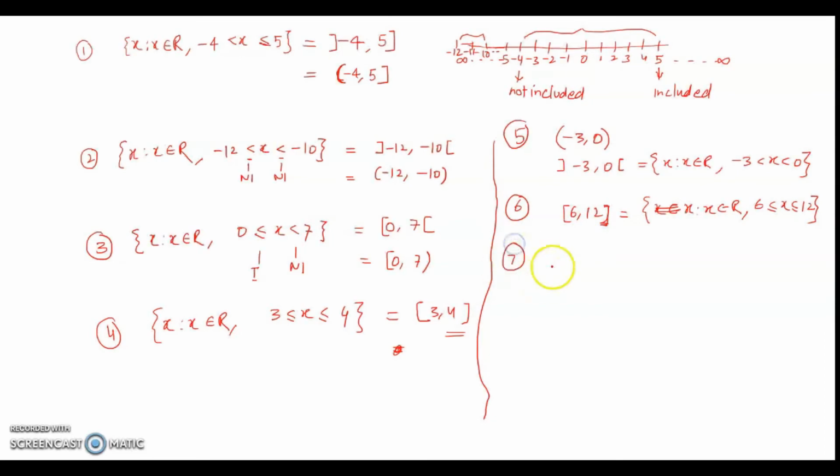Let's take one more example. It is 6 and 12. It is open from one side, and x is a real number, and it is open from the left side, so 6 is less than x, closed on the other side, less than or equal to 12. One more example, -23 and 5, and this side is open, closed, and this side is open.